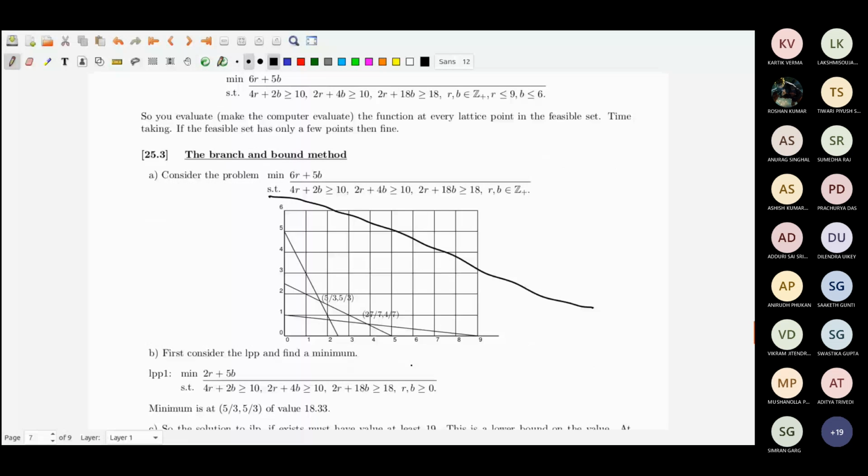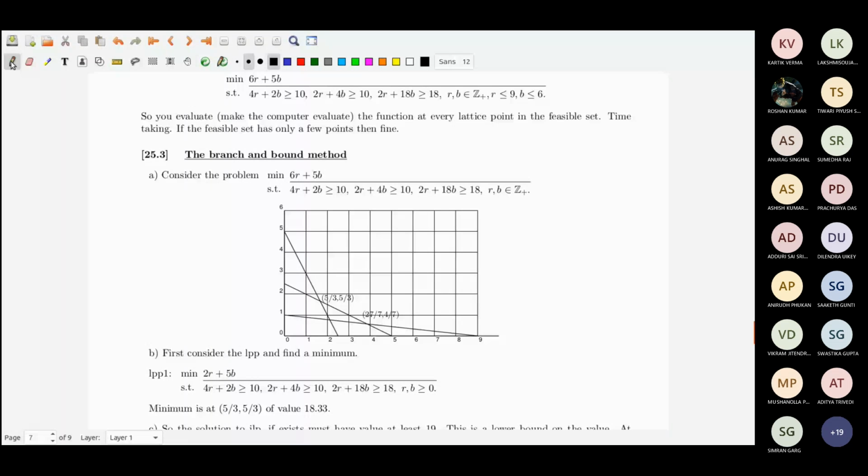So the second way is the following. These are all ad hoc types of methods supplied by many people. The second one is the branch and bound method.